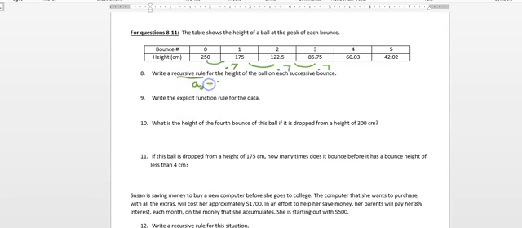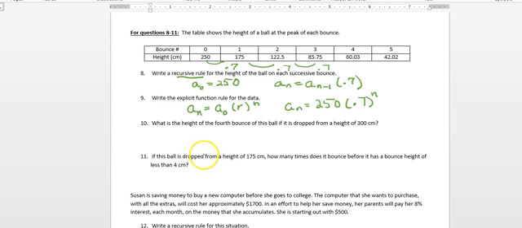So a sub 0 is equal to 250. That's the initial bounce. And then h of n is equal to a of n minus 1 times 0.7. And that is your recursive rule. For the explicit rule, the form is a sub n is equal to a sub 0 times r raised to the nth power. So in this case, a sub n would equal 250 times 0.7 raised to the nth power.